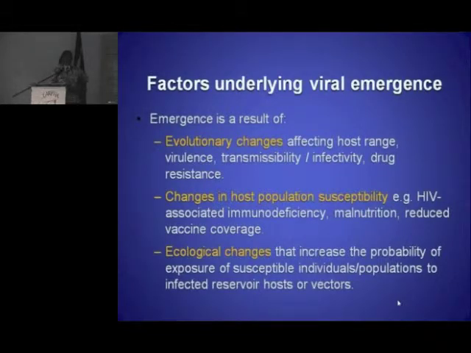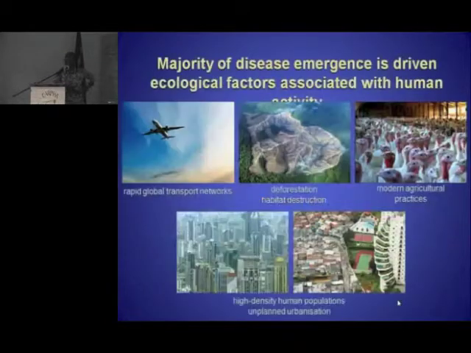And then you have the most important, which are the ecological changes that increase the probability of exposure of susceptible individuals or populations to infected reservoirs or vectors. And in most cases, this is what is driving emergence. And we mentioned them in the previous talk, things like urbanization. There's also the rapid global transport networks, etc.